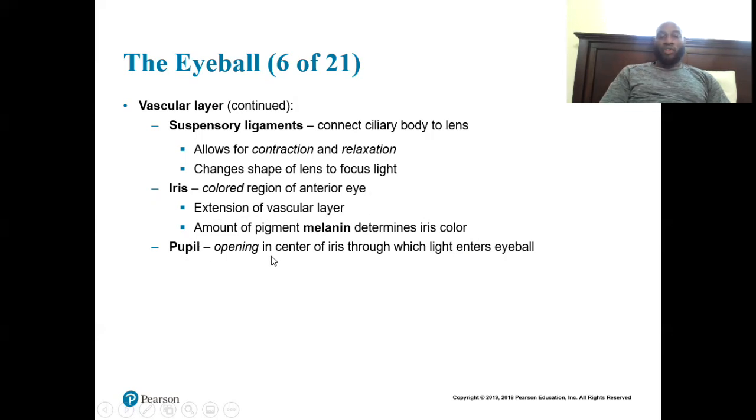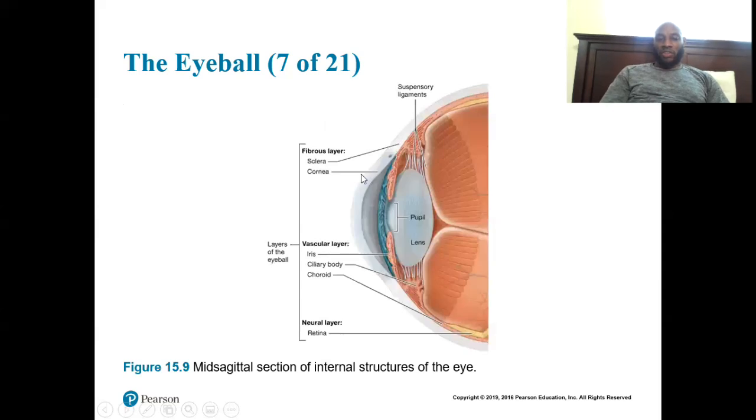And then we have the pupil opening. That's the center of the iris, and that's where light enters the eyeball. All right, so this is that hole. So pupil, that's the opening. See the lens here. Suspensory ligaments hold the lens in place. Ciliary body. Choroid. All right. Basically, all of this is helping light to come in and to focus the light.